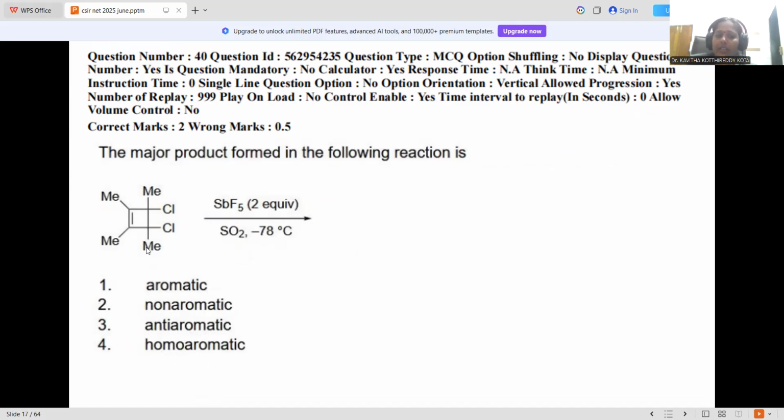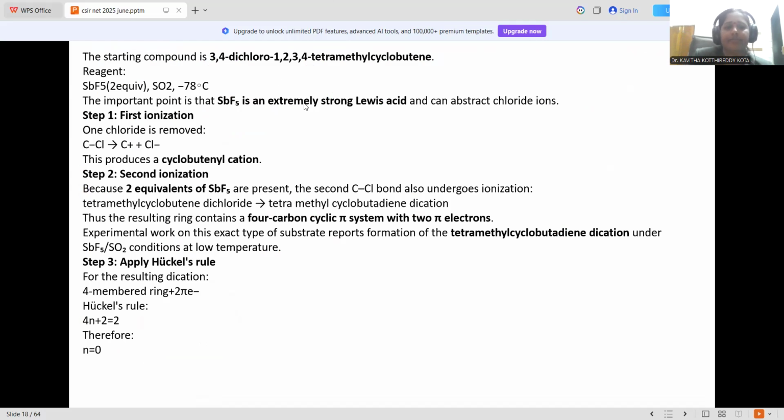Dichlorotetramethyl cyclobutene is the name of the compound taken, added with strontium pentafluoride, 2 equivalents. This is a super acid, we can denote strontium pentafluoride. Sulfur dioxide is working like a solvent medium, and an extremely low temperature is operated, -78 degrees centigrade. At this condition, after the reaction with this reagent, the nature of the compound, either aromatic, non-aromatic, anti-aromatic, or homoaromatic, we need to depict.